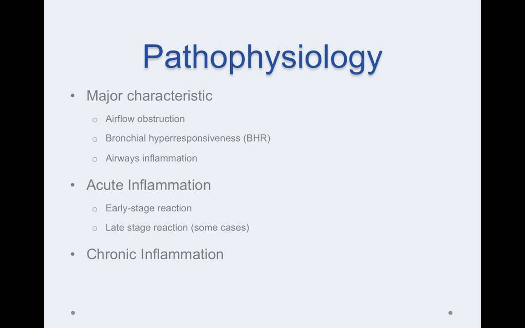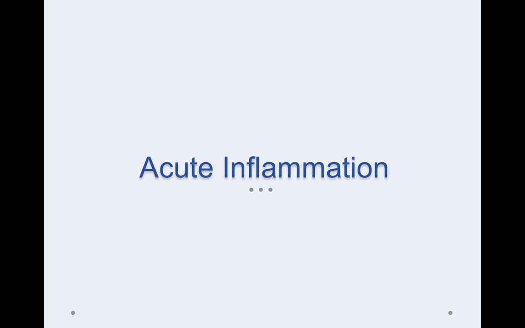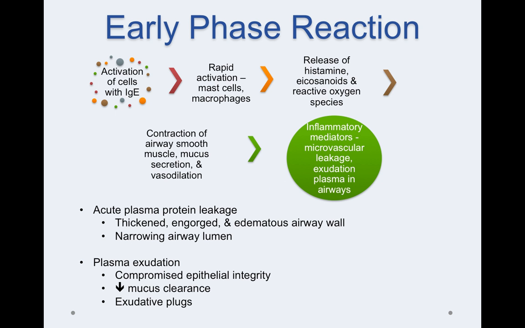Asthma is comprised of both acute and chronic inflammation, which we'll go on to discuss in a couple of slides. Within acute inflammation, there's early stage reactions as well as late stage reactions, which may occur in some cases. First, we'll discuss acute inflammation. There are several factors that initiate, intensify, and modulate the inflammatory response. Inhaled allergen challenge models contribute to most of our understanding of acute inflammation in asthma. This leads to an early phase reaction and in some cases is followed by a late phase reaction.